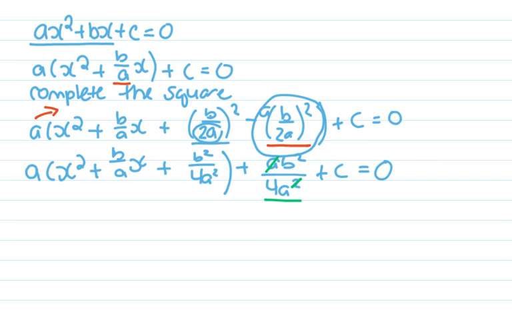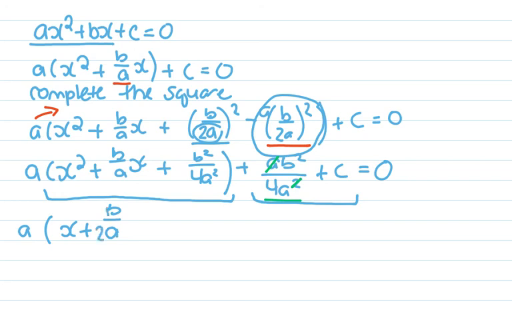Now my next step, I'm going to factor this bracket, and I'm going to give these two terms a common denominator so I can add them. So I will have a bracket x plus b over 2a squared. B over 2a is my bracket because that's the number I got when I divided b over a by 2. So that will be my factor. Just clean this up.